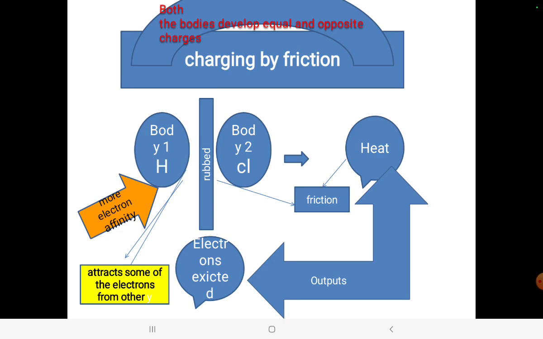Next, here you can learn charging by friction, how the charging by friction can happen. That means there is one best example. For example, most of the girls can know.